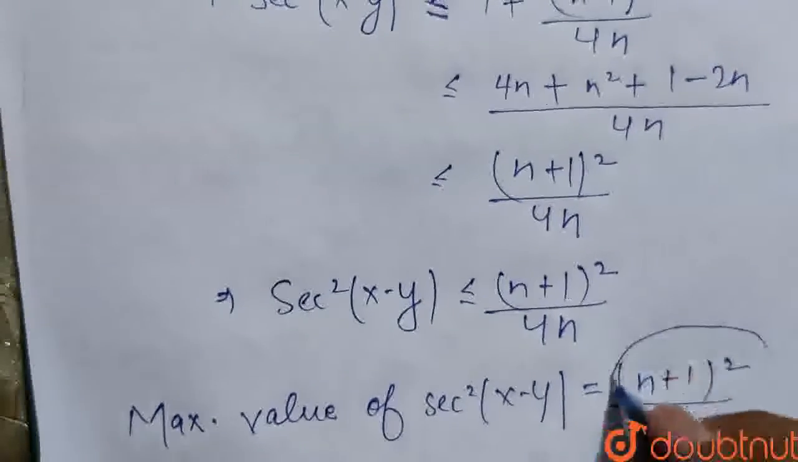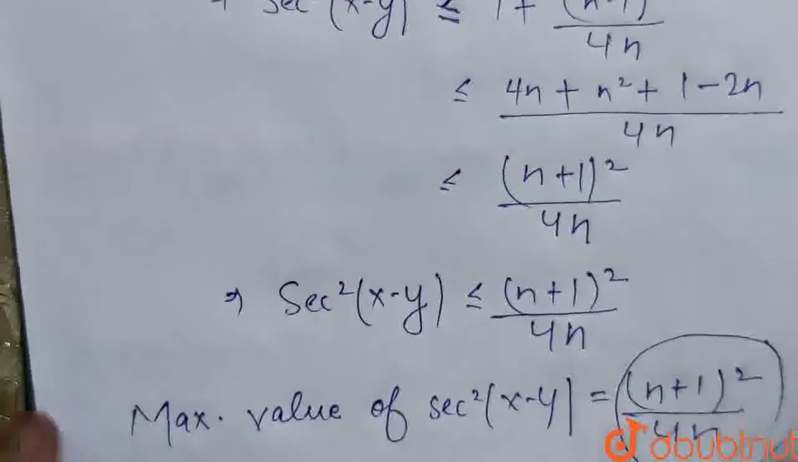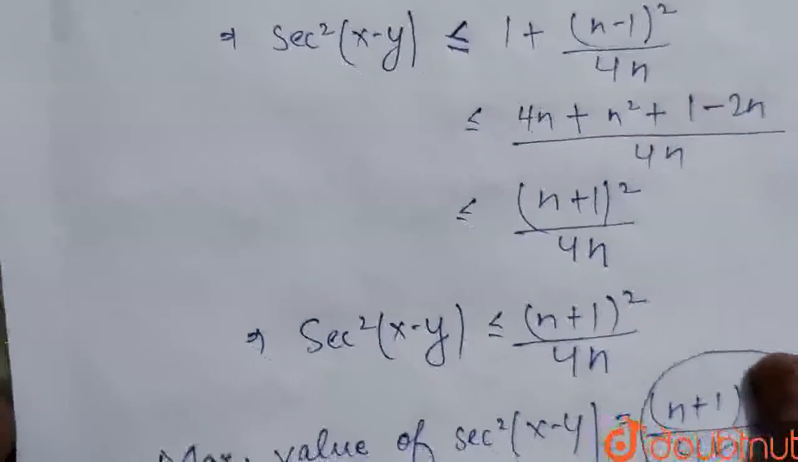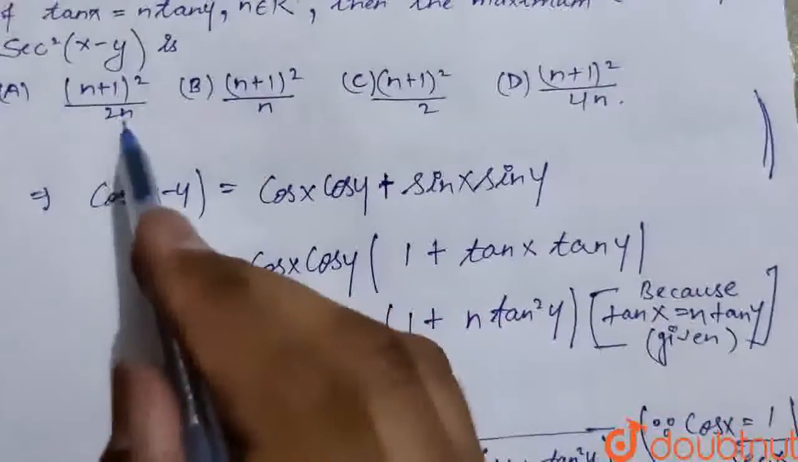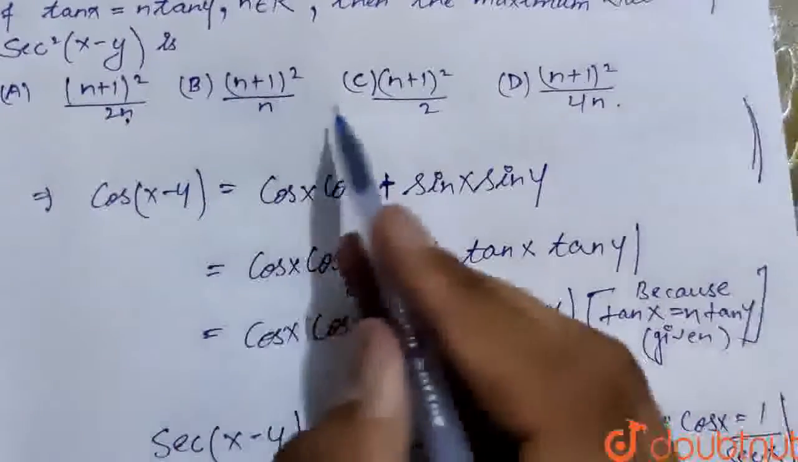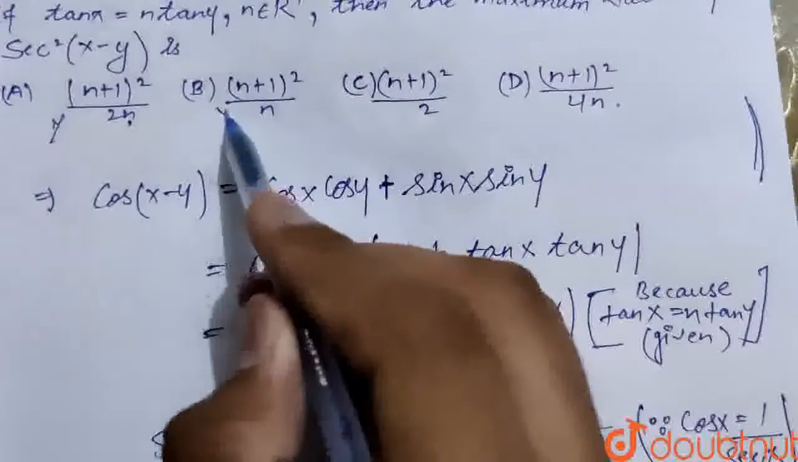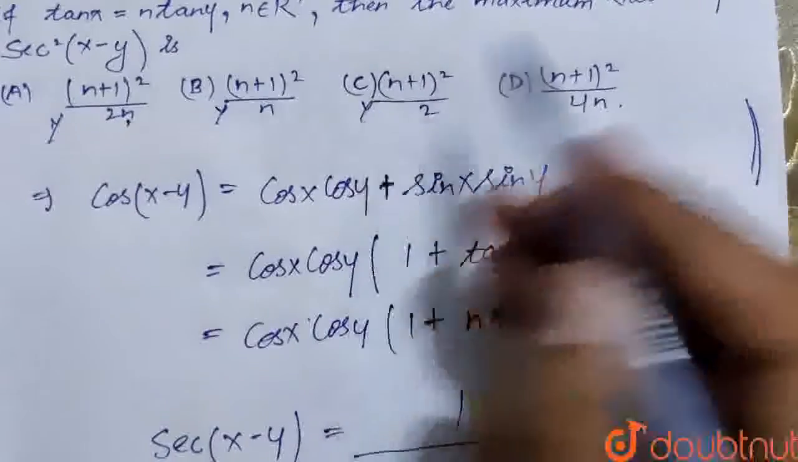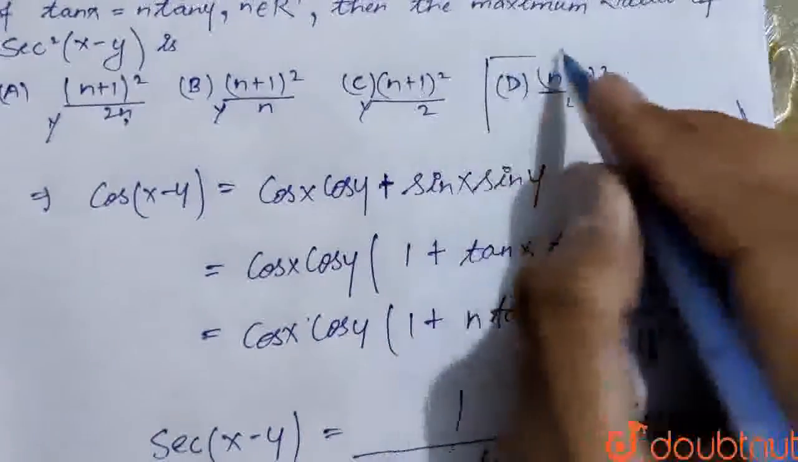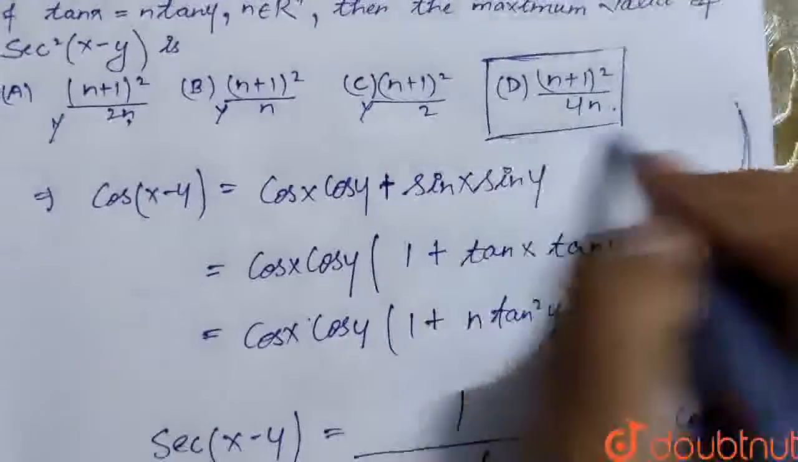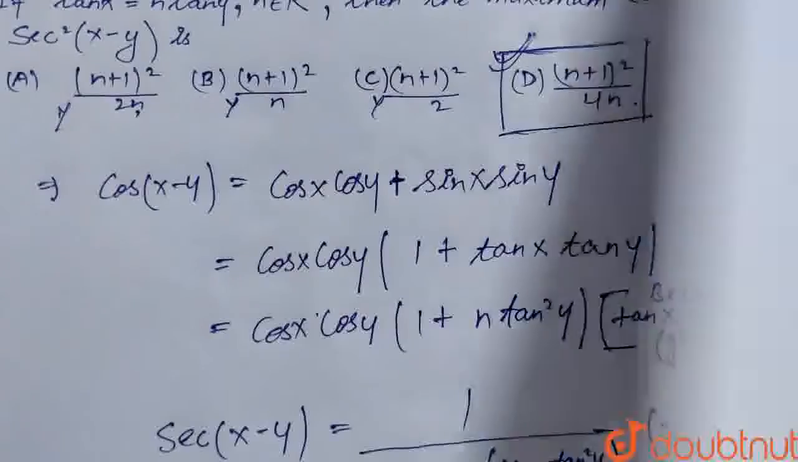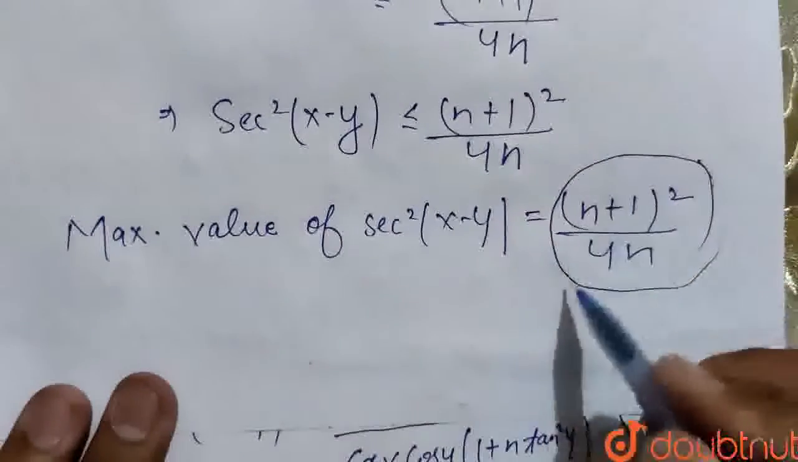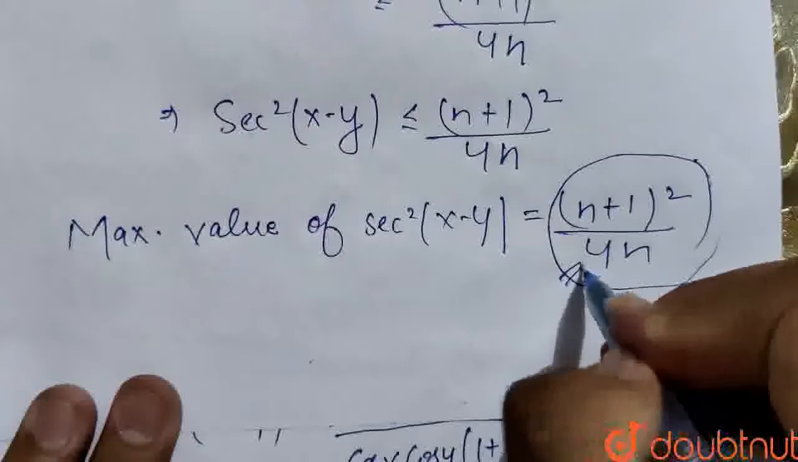Now we will match from the options which are given to us. For that we will have to check the options. No, this is not the correct answer. This is also wrong. This is also. Option D is our answer, which is (n plus 1) whole square by 4n, which we have got as the maximum value of secant square(x minus y). Thank you.